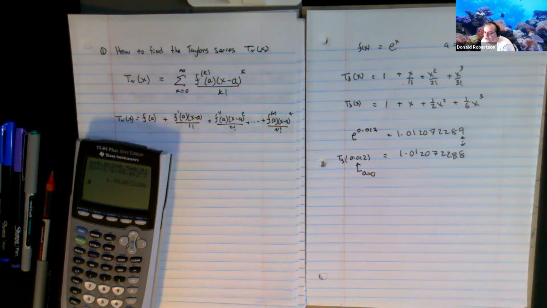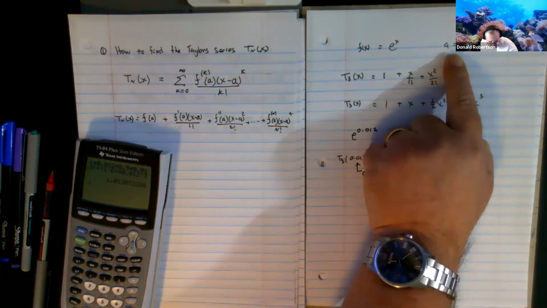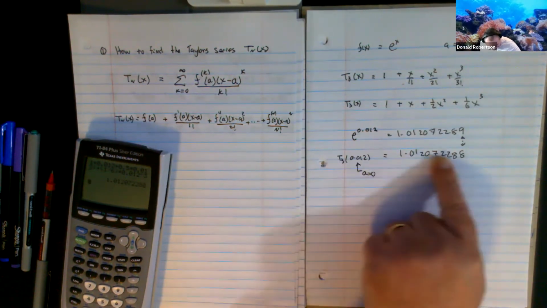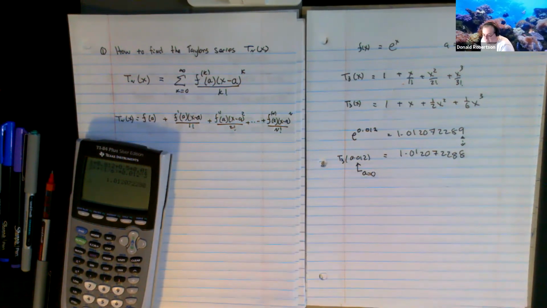0.012 is very close to 0. And as long as you choose values of x close to where it's centered, the polynomial that you get, even the T3 of x polynomial, will tend to give you very, very accurate answers, right? Almost exactly the right answer, right? Almost perfect.